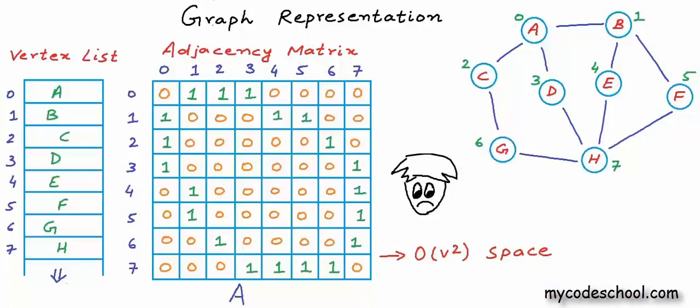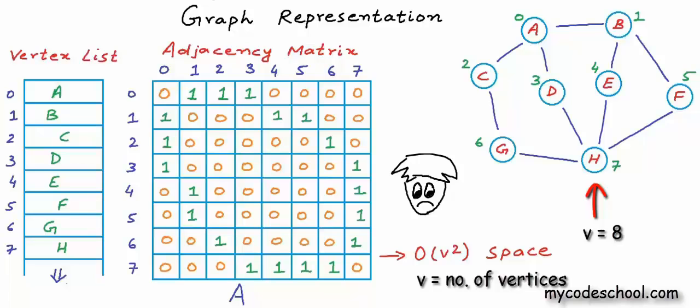We consume space in order of square of number of vertices. In adjacency matrix representation, as you know, we store edges in a two-dimensional array or matrix of size v cross v, where v is number of vertices. In my example graph here, we have 8 vertices. That's why I have an 8 cross 8 matrix here. We are consuming 8 square, that is 64 units of space here.